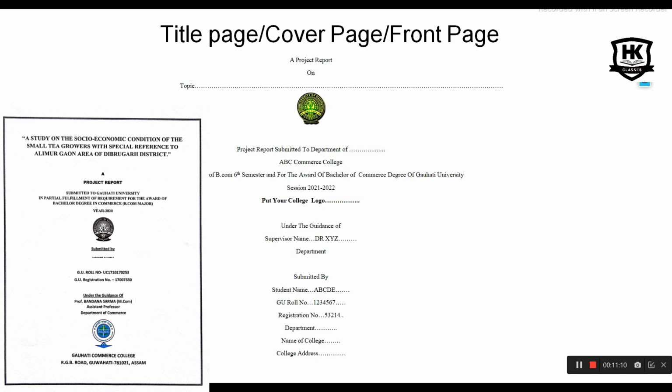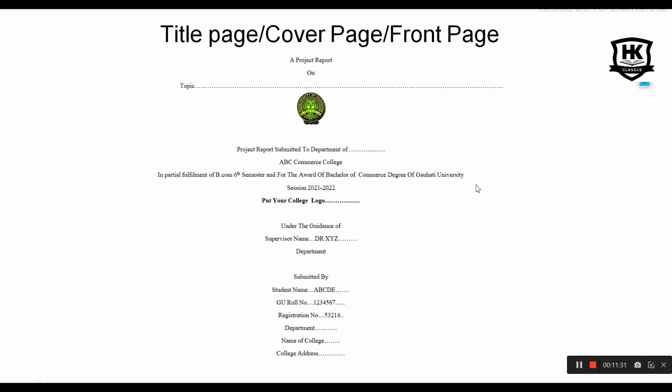Next you have to give submitted in the department of, if you are in the accountancy department or the management department, that. Okay, the college name you have to provide. And in partial fulfillment of the 6th semester for the award of Bachelor of Commerce degree under Gauhati University for the session 2021. Okay, after that put your college logo.